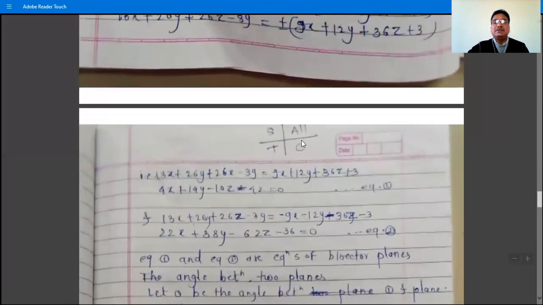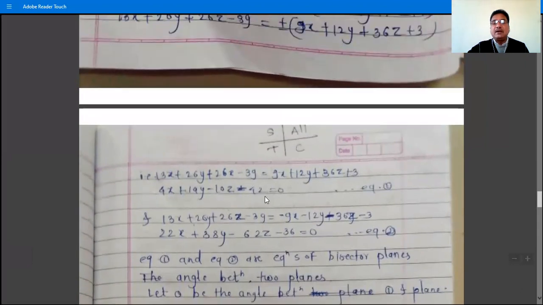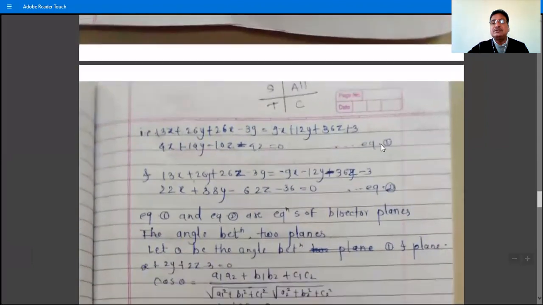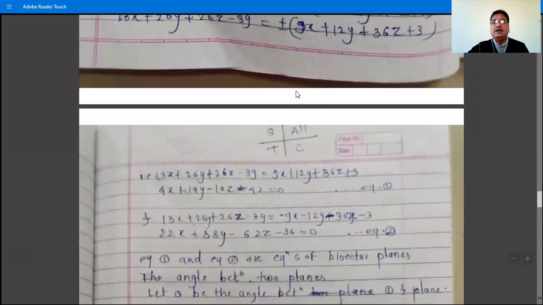Then take the plus sign. First take the plus sign. RHS. Okay, so LHS and RHS, and then we have the equation 4x plus 14y minus 10z minus 42 is equal to 0. Suppose this is equation number 1. And then take the minus sign. So after taking the negative of RHS, we have this, all the terms are negative.